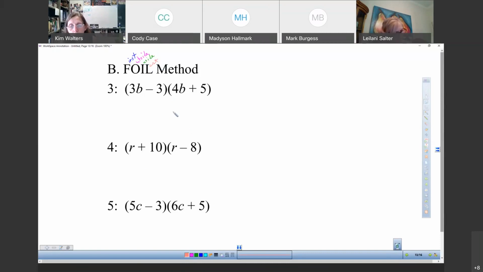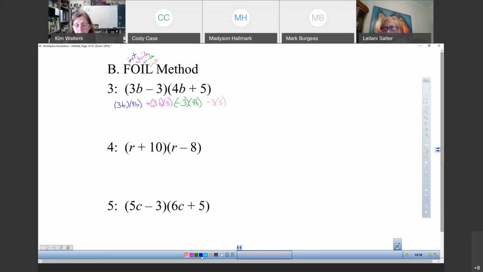Here's what we're going to do. We're going to multiply the first two terms together, so I'm going to have 3b times 4b. That's my first terms. My outside terms have a plus sign, so that's a positive 3b times 5. My inside terms are a negative 3 times 4b. And my last terms are negative 3 times 5.